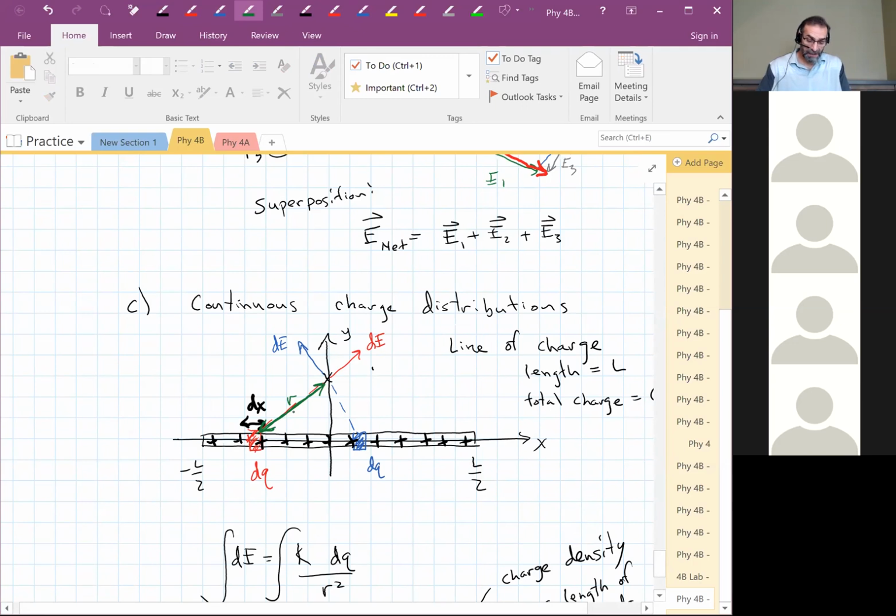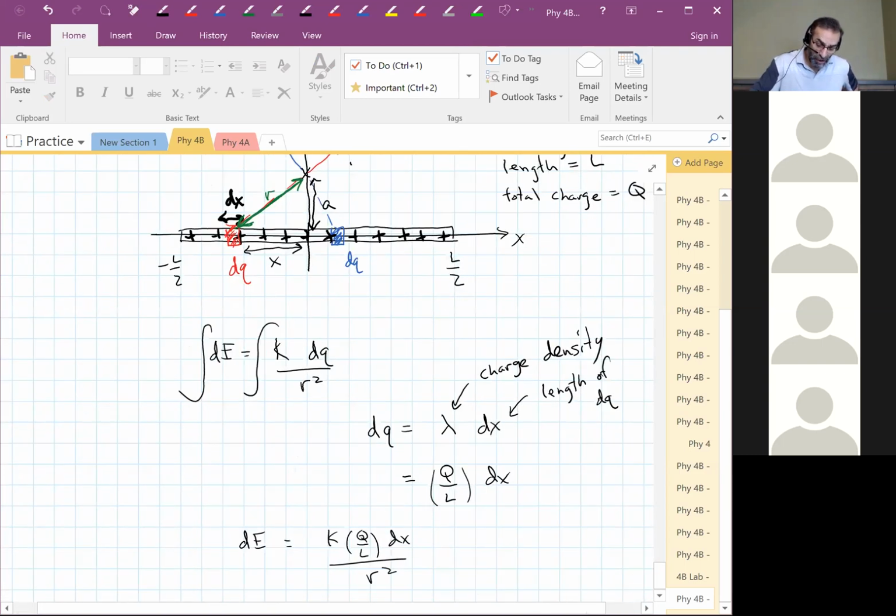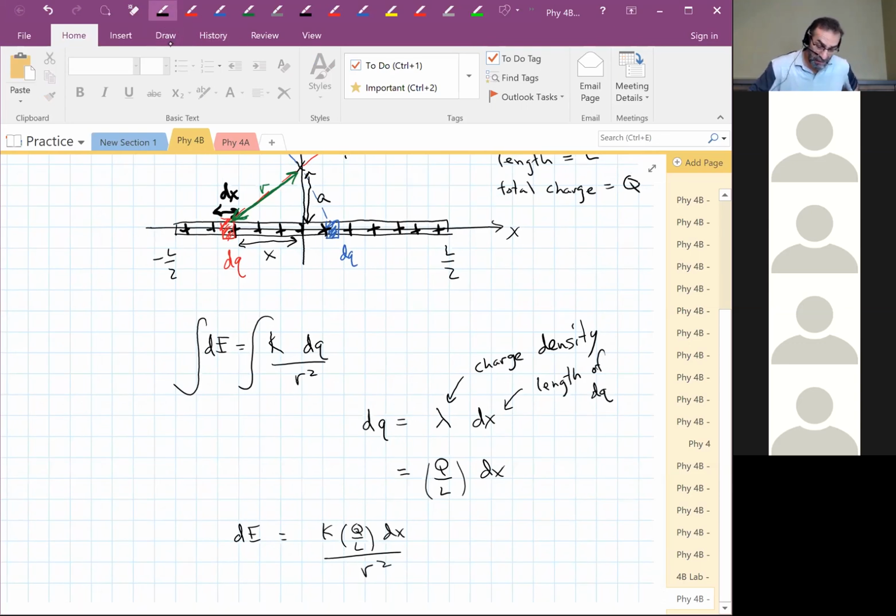R is that distance right there. And this distance has to be given. So let's make up some number here. Let's call that A, some distance A away from the rod. Okay, so now we know our dq is located at a distance x, a position x. A is a constant. So now we can write r in terms of x.